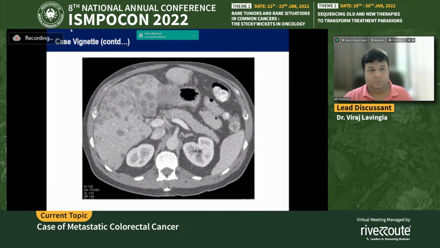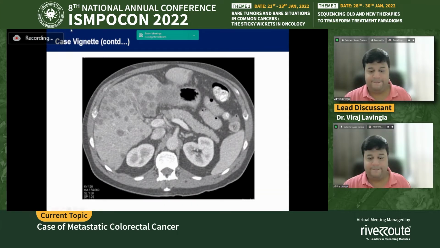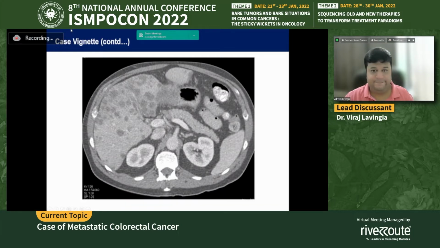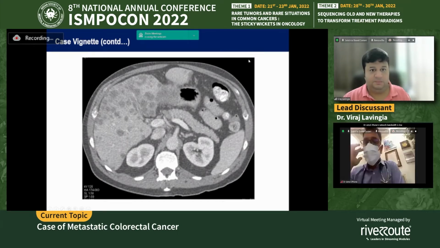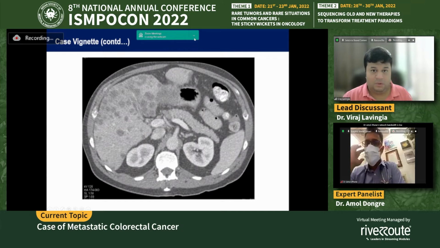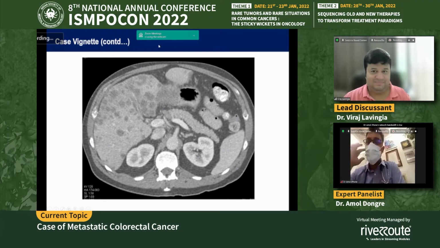Yeah, well, Dr. Viraj, basically he is a clear-cut case of a metastatic sigmoid malignancy, and as you can see, there are multiple bilobar mets, so there's no point doing an MRI for the liver lesion. Considering the current scenario, I would tend to do a PET CT scan, but even if we don't do that, CT abdomen is good enough for me to continue with the treatment of this patient.